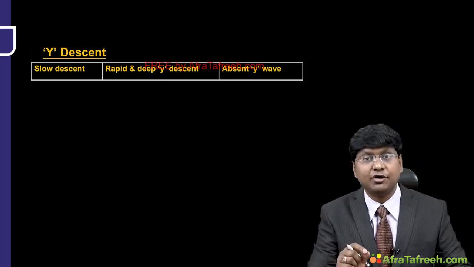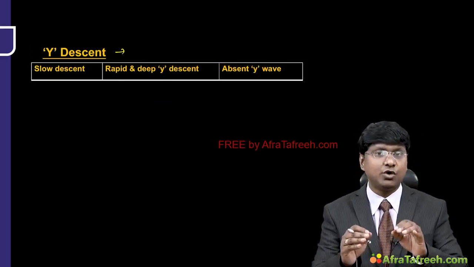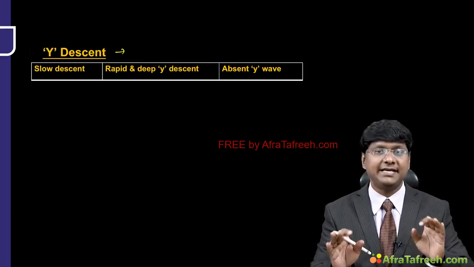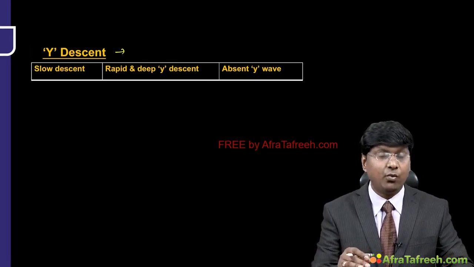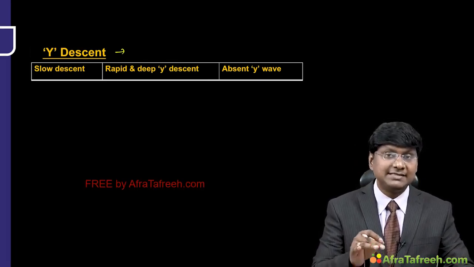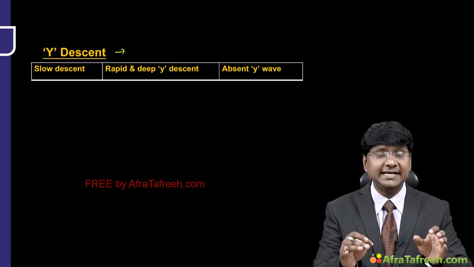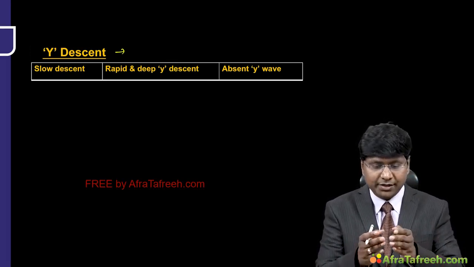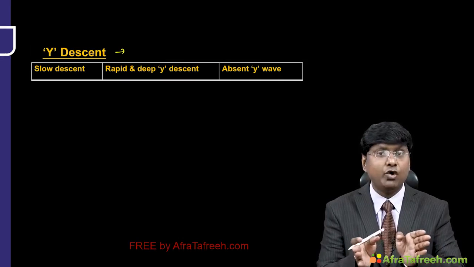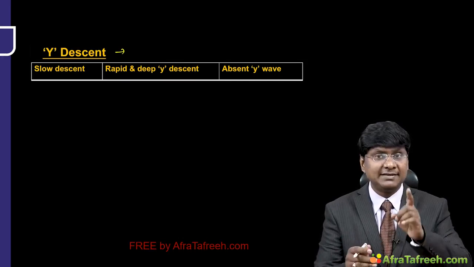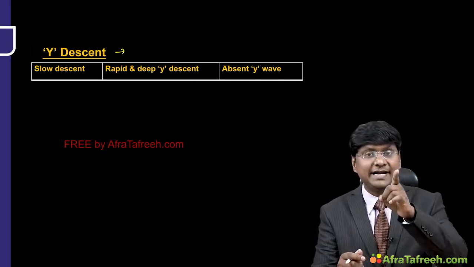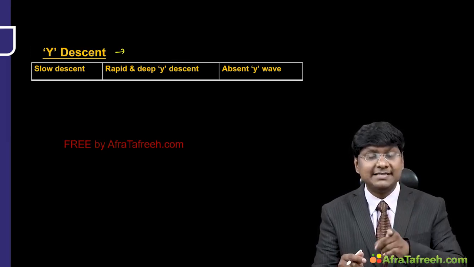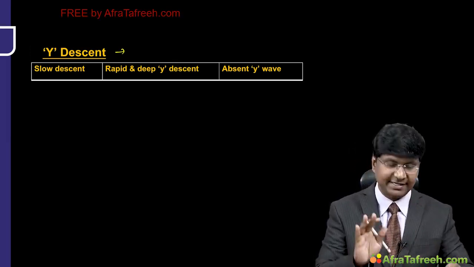Now let me discuss the abnormalities of the Y wave. Y wave is what? It is atrial emptying, right? So Y wave, it is a negative wave. Now, why are you getting the negative wave? That is because the tricuspid valve has opened. Once the tricuspid valve has opened, what will happen? The blood from the atria will gush to the ventricle. Once the blood gushes to the ventricle, the pressure within the atria decreases, and thereby you get this Y wave.